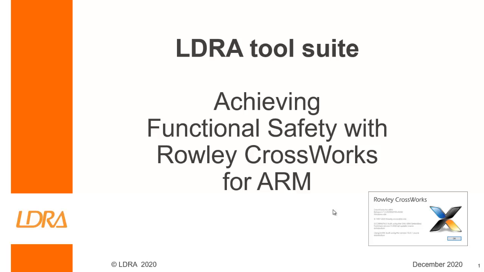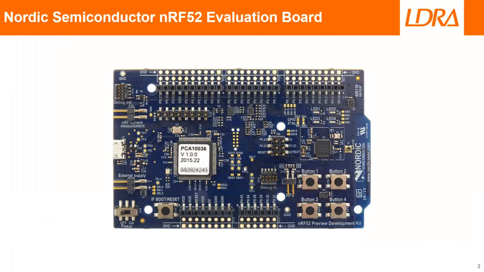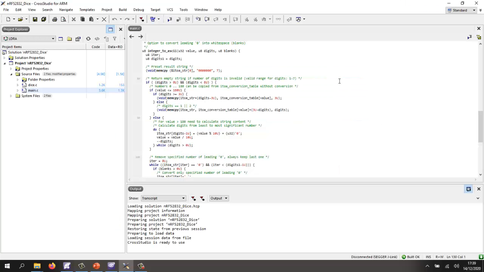Hello, this video is going to show how we can achieve functional safety with Rowley CrossWorks for ARM. Connected to my laptop at the moment, I have this evaluation board. It's an nRF52 from Nordic Semiconductor. Now, this is the Rowley IDE. It's called CrossStudio for ARM, and inside here I've created a simple project for that evaluation board.